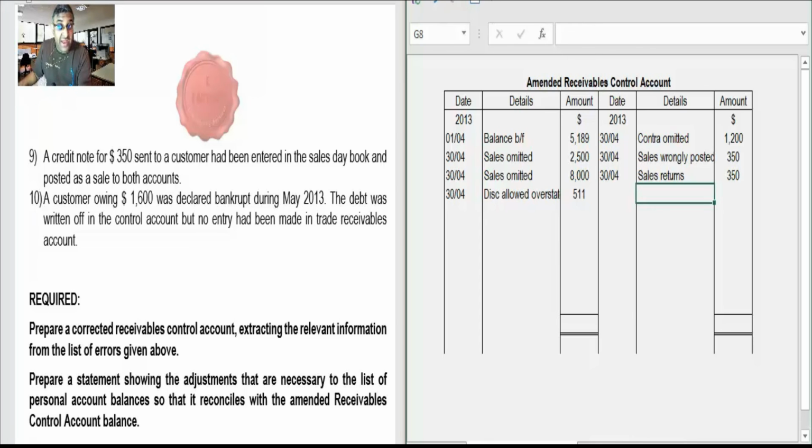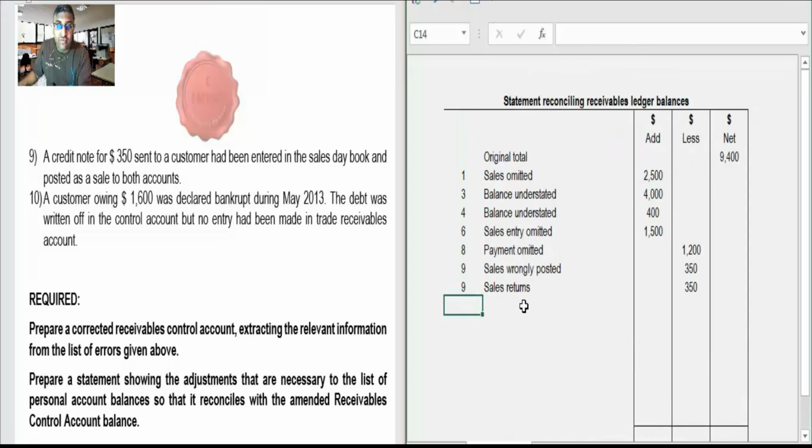We now have to make it. Therefore, the correction has to be made in the statement of reconciliation. So that's error number 10. We forgot to reduce the account of the customer by $1,600, so we reduce it now. And these are bad debts omitted.